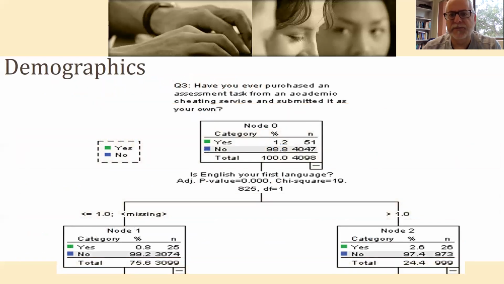Looking at demographic data and just looking straight out at admission to engaging in various kinds of commercial contract cheating, the main and first predictor of admitting to engaging in commercial contract cheating was having a first language other than English. So for people with English as a first language, 0.8% admitted to buying and submitting a custom ghostwritten assignment. It was 2.6% for people who had English as a second or subsequent language.